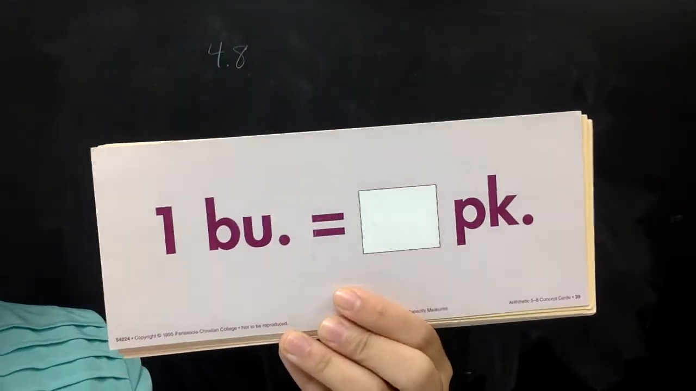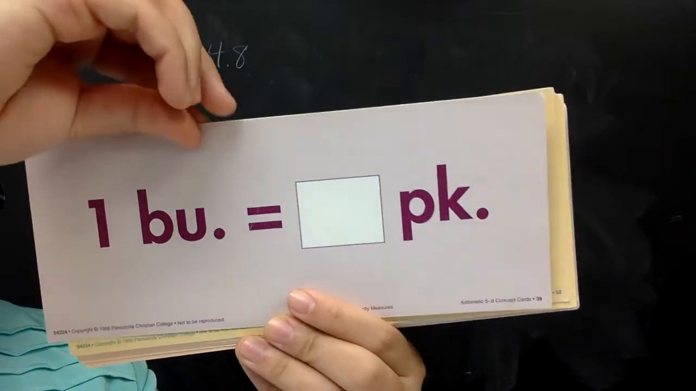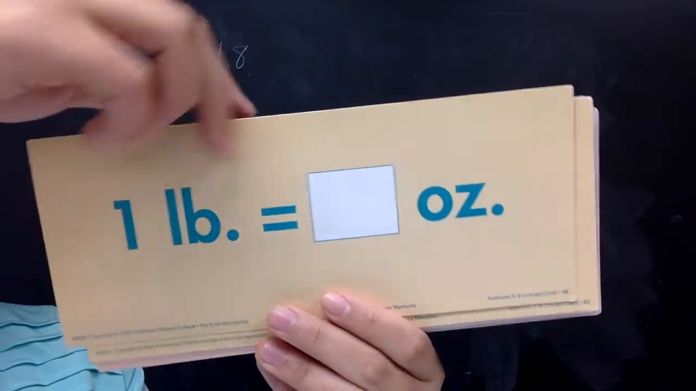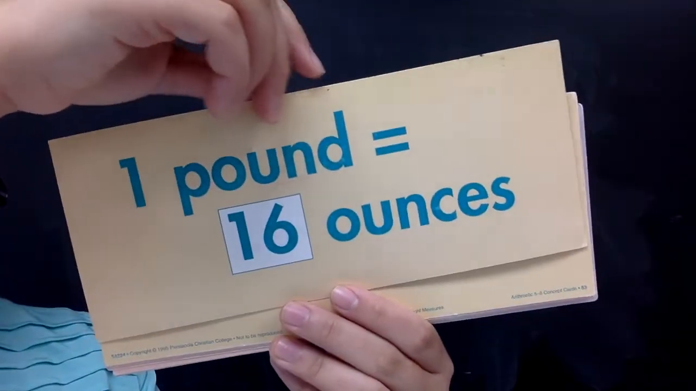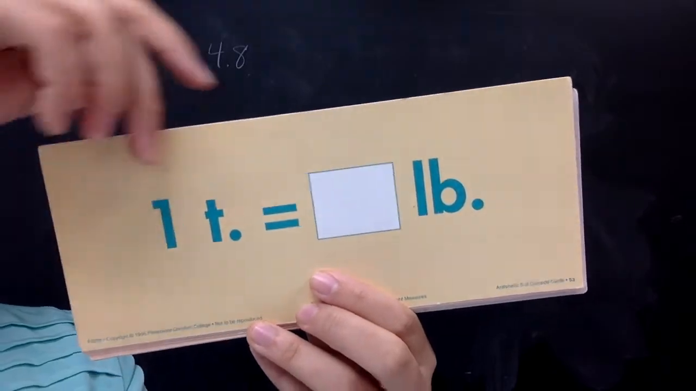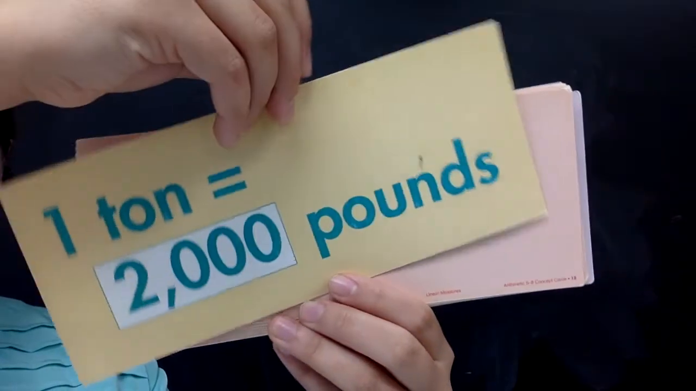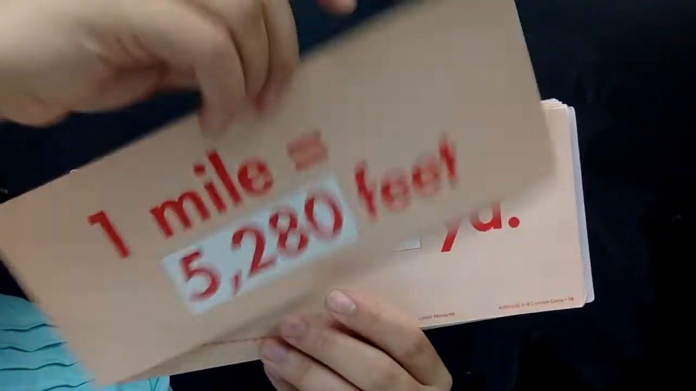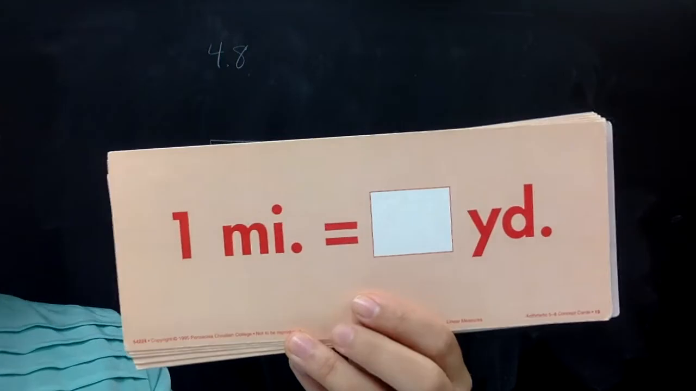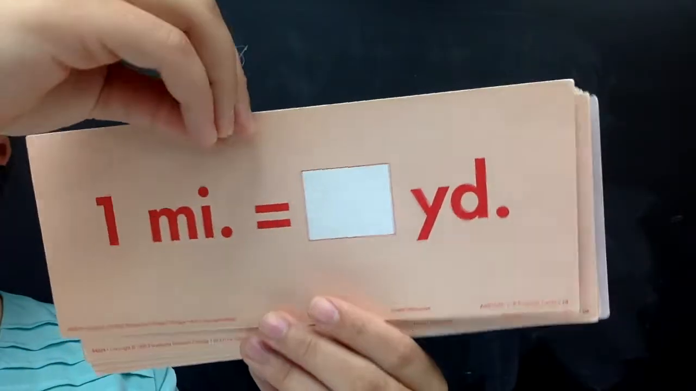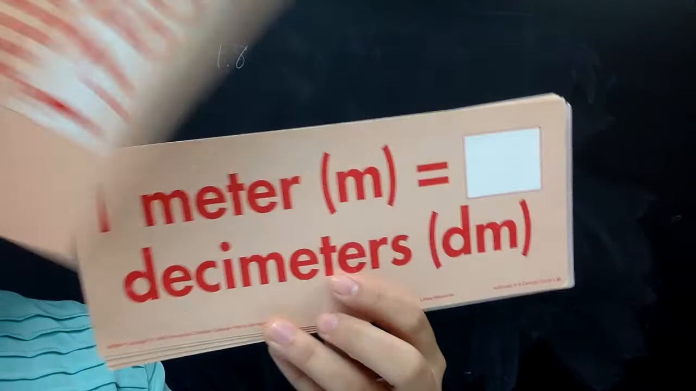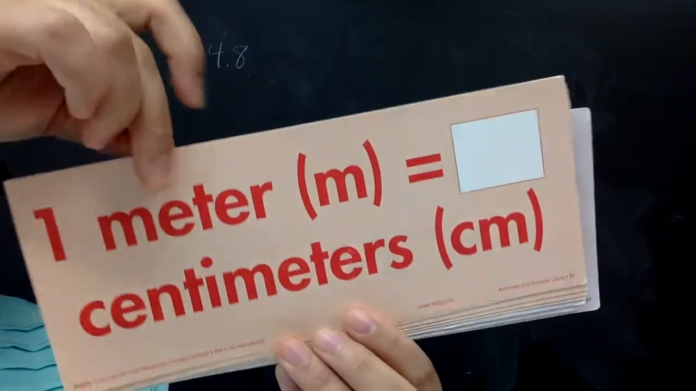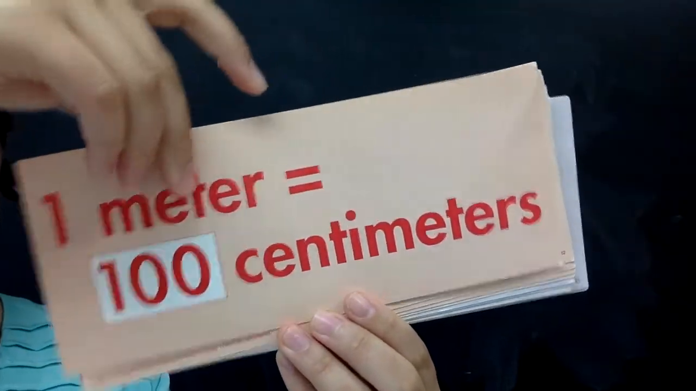1 bushel equals how many pecks? 4. 1 pound equals how many ounces? 16. 1 ton equals how many pounds? 2,000. 1 mile equals how many feet? 5,280. 1 mile equals how many yards? 1,760. 1 meter equals 10 decimeters. 1 meter equals 100 centimeters.